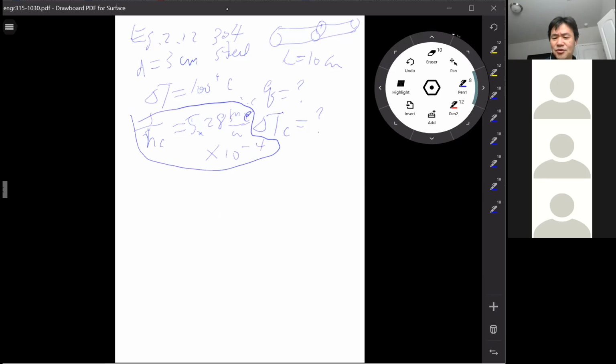Is that okay? Does everybody have trouble reading this value or this table? That's a simple table, right? I hope we have no problem with this. So what's the question? Q equals what? I want you to write it yourself.